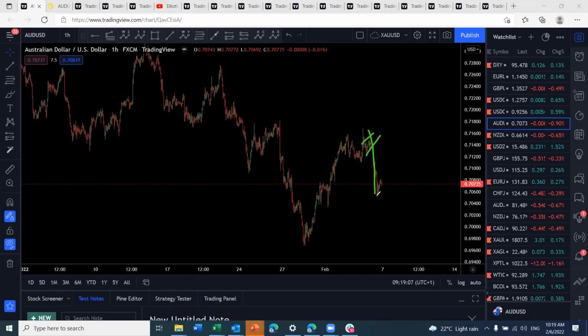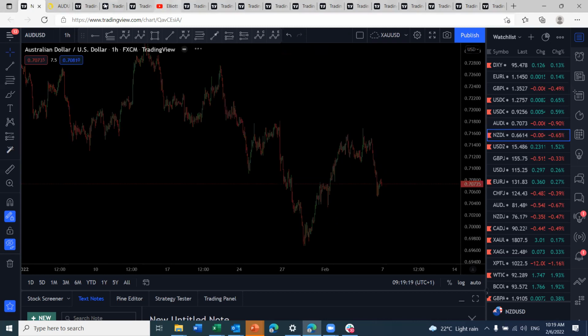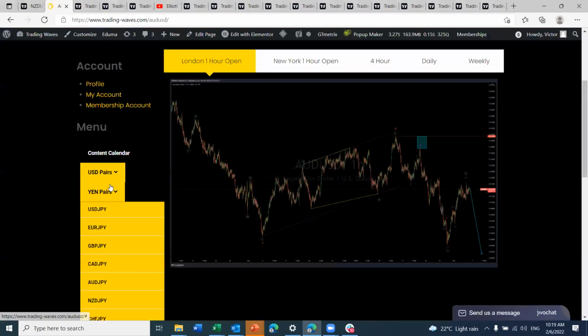Now, remember, this for us had nothing to do with the news. We're looking at the structure. So we know that the fundamentals follow the charts. All right, so let's have a look here. And another one, this is New Zealand now. Let's have a look at New Zealand and how New Zealand has played out.